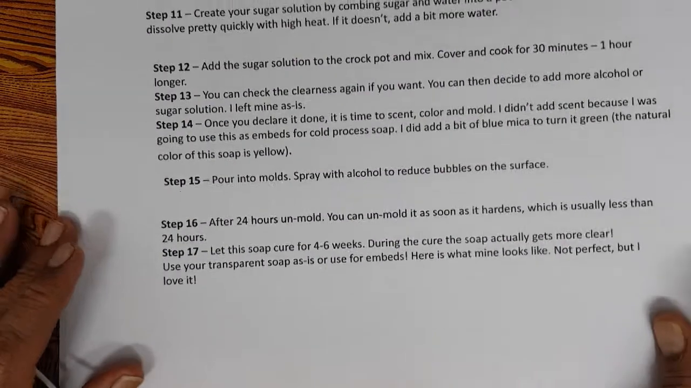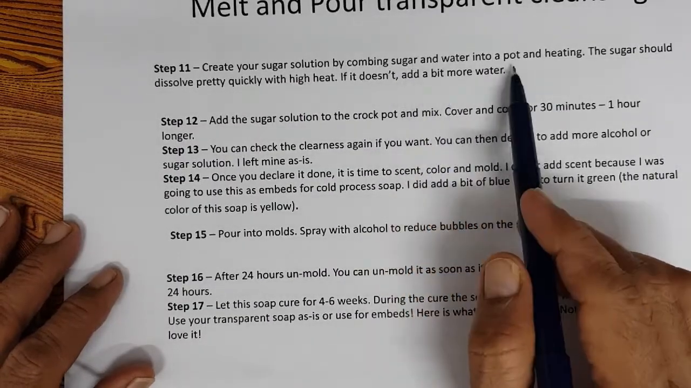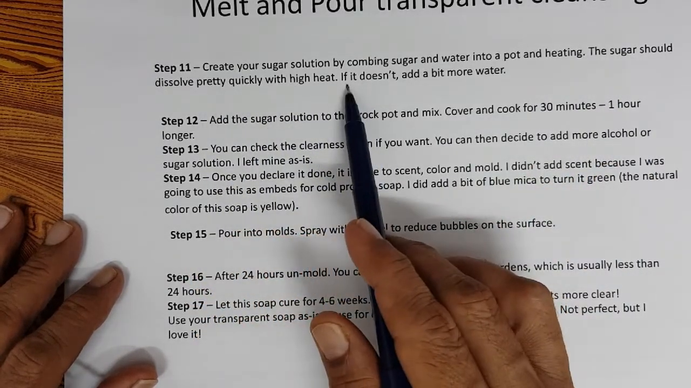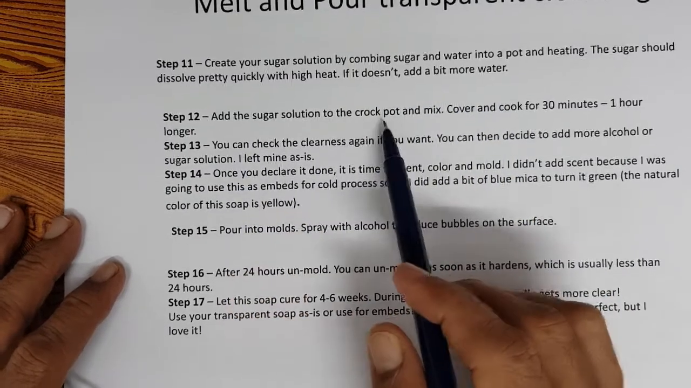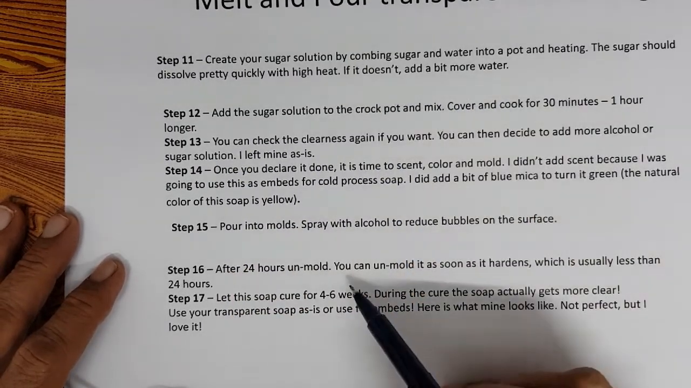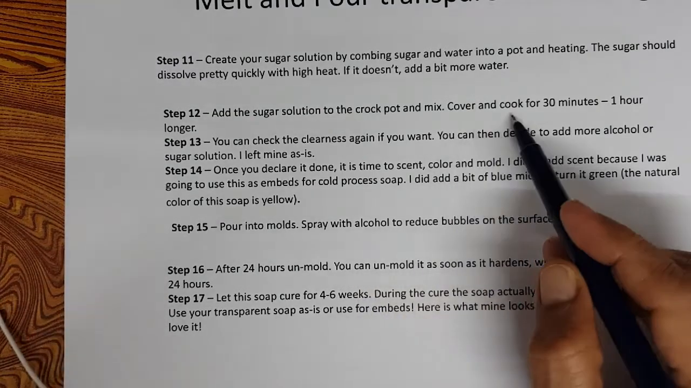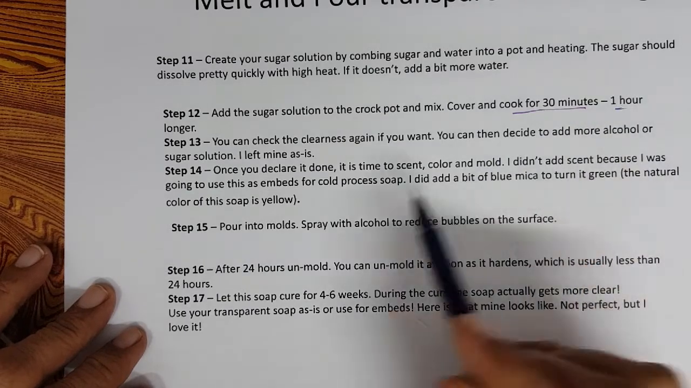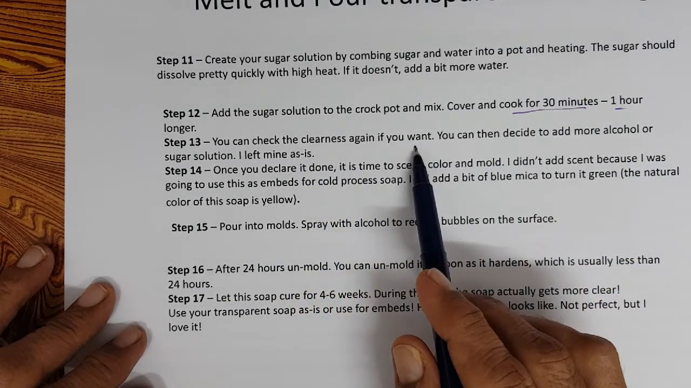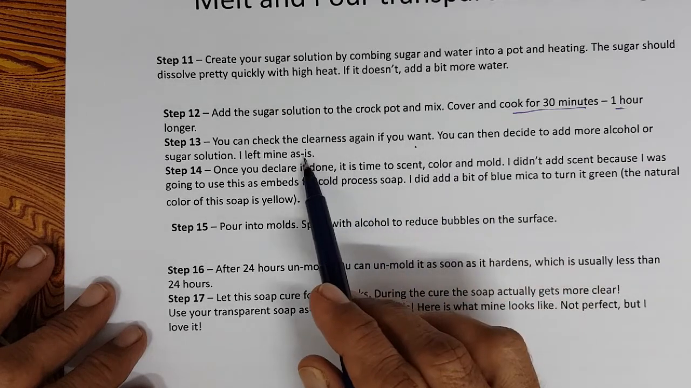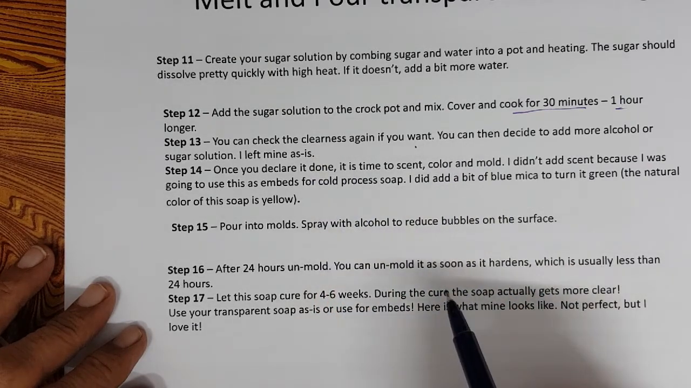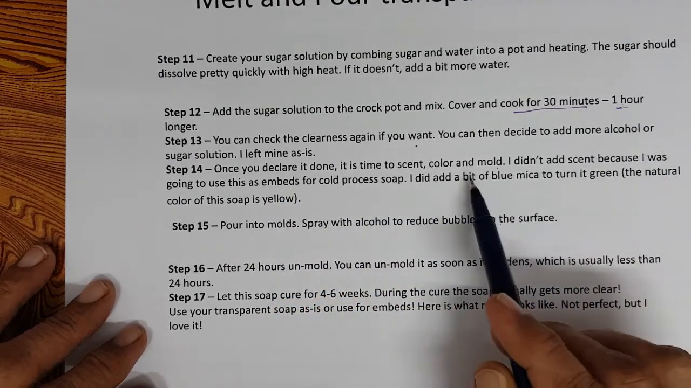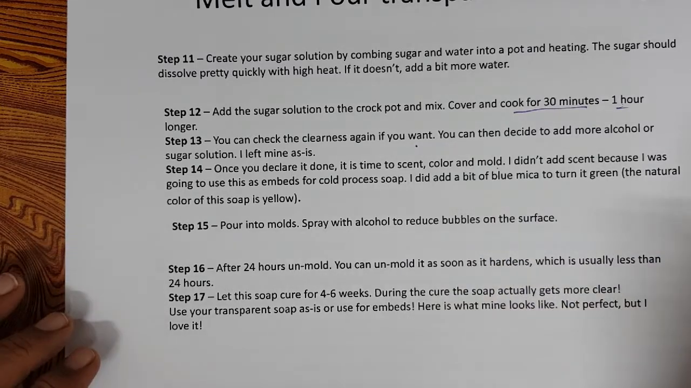Create your sugar solution. Make a sugar solution, sugar and water. The sugar should dissolve pretty quickly with hot water. Okay. Then add the sugar solution to the whole mix and cook for another 30 minutes. Okay, then clarity, you have to keep on checking the clarity. Once the clarity is attained, now you can add perfume, color and pour it into the mold.